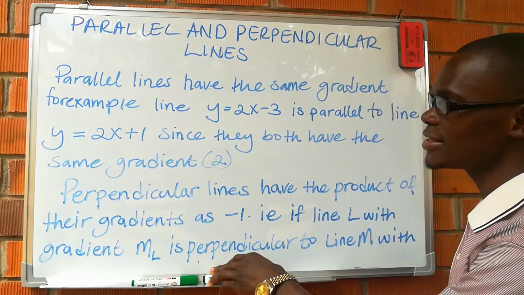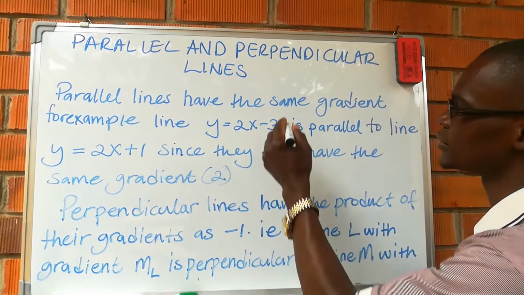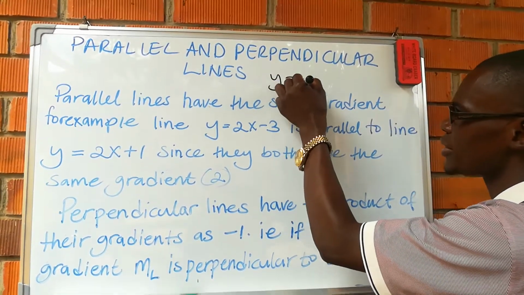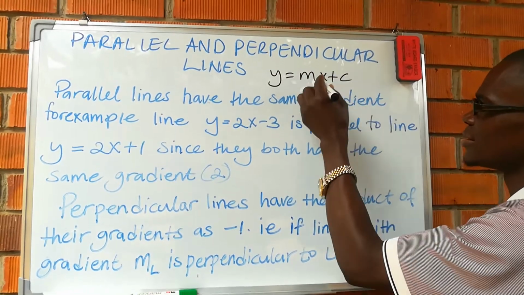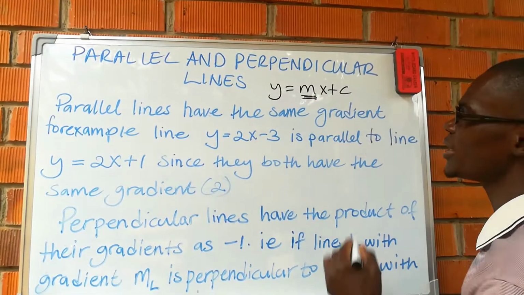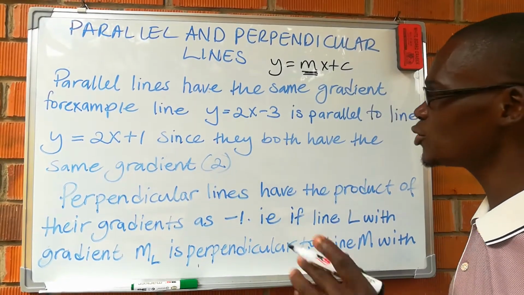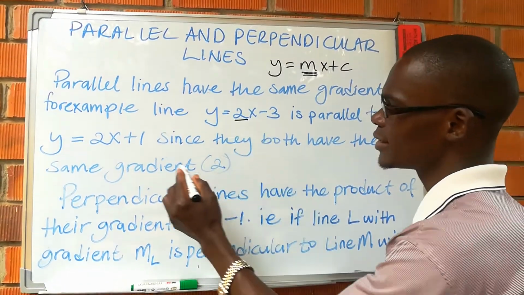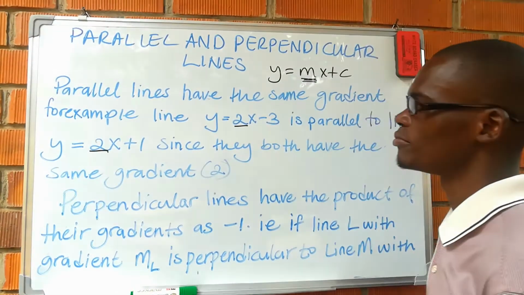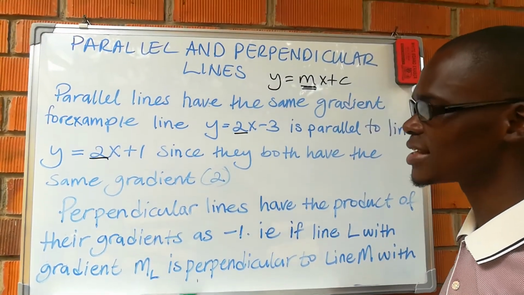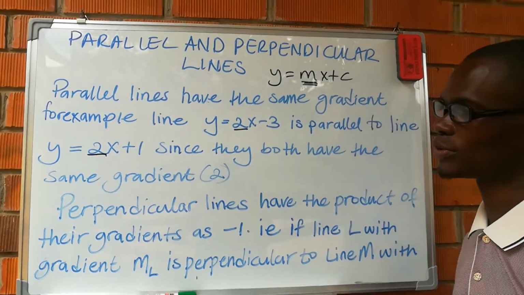And we recently saw that the general equation is y = mx + c. So our target is on m. Parallel lines have the same gradient. That's why we see a 2 there and a 2, meaning that they have the same gradient, 2.